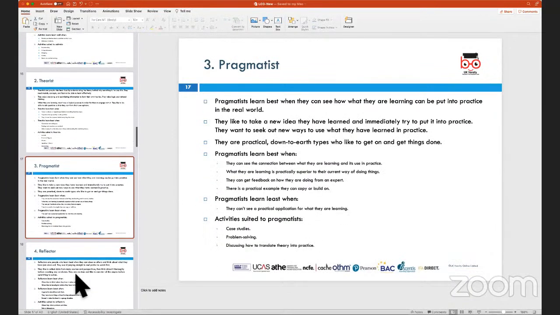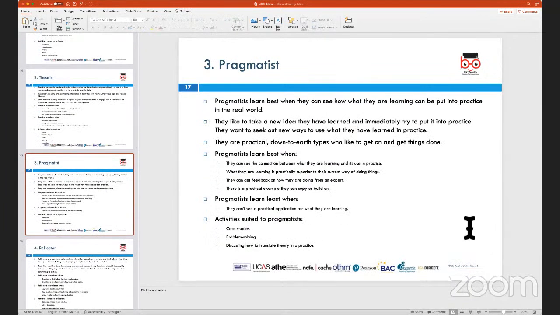Now, when I talk about pragmatists, we are looking at people who can learn by putting things into practice in the real world. That means people who want to look at a new idea that they've learned and put it into practice immediately. They seek out new ways in which things can be done by putting them into action. So if you've learned a new process, or a new trick, they would want to try it out immediately to see what the outcome could be.